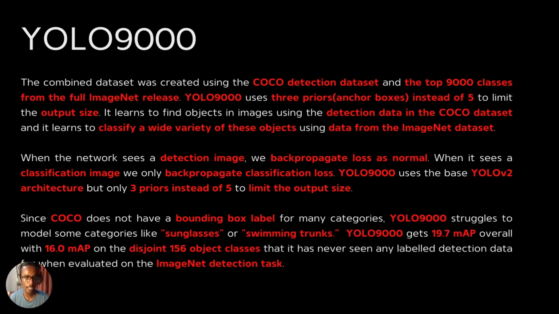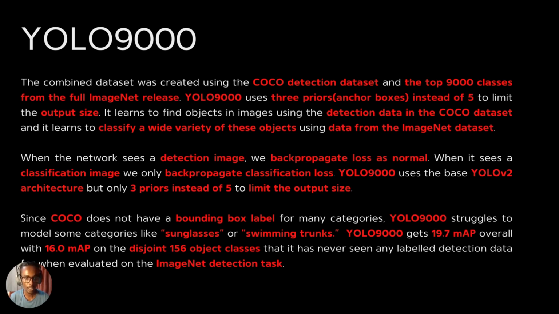So by mixing the COCO and ImageNet datasets, it learns how to detect objects using COCO, and it learns how to classify objects better using ImageNet. When the network sees a detection image, we backpropagate the loss as normal. We use the total loss term in order to optimize the model. When it sees a classification image, we only backpropagate the classification loss, and we don't use the entire loss function. And YOLO9000 uses the base YOLO v2 architecture, but only 3 priors instead of 5 to limit the output size.